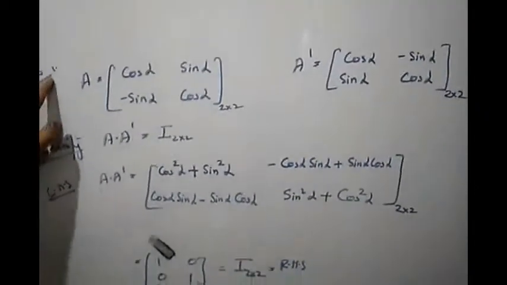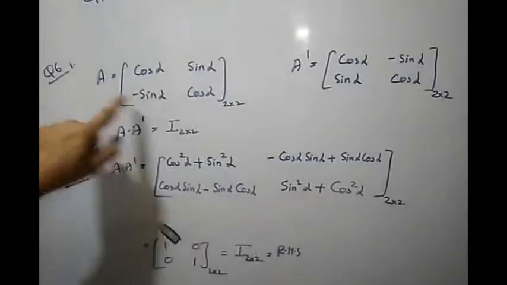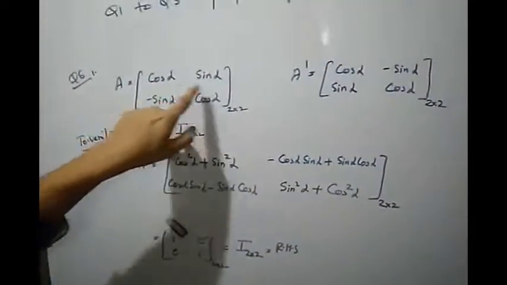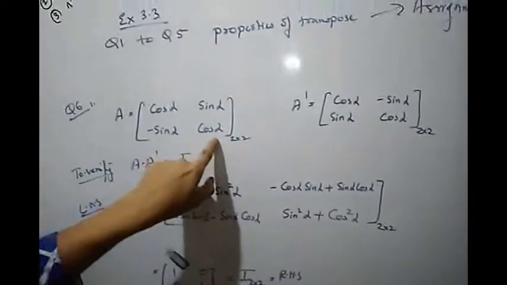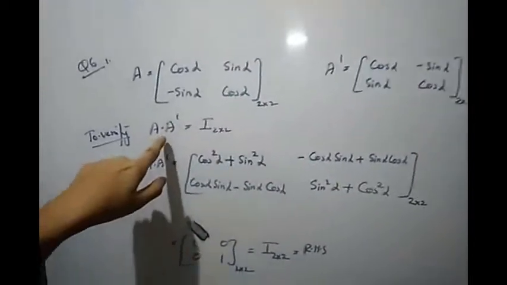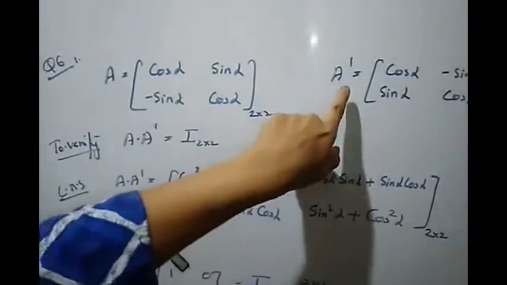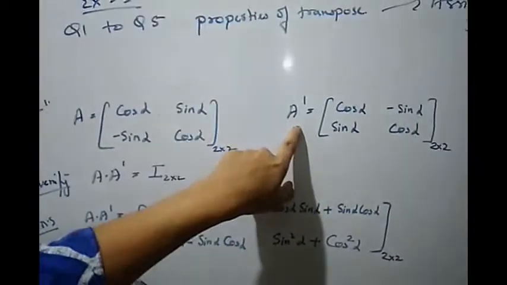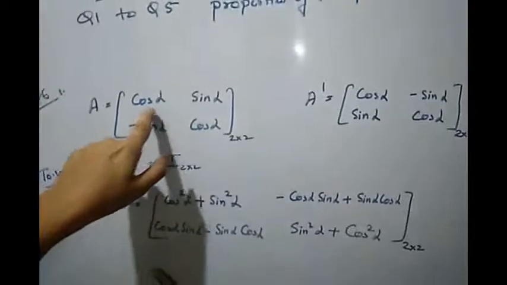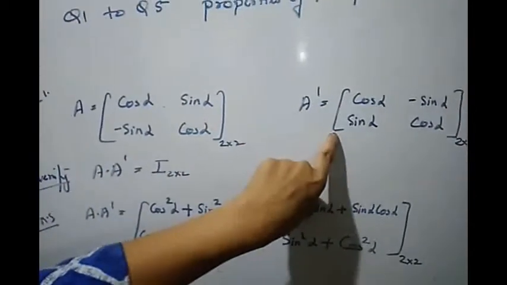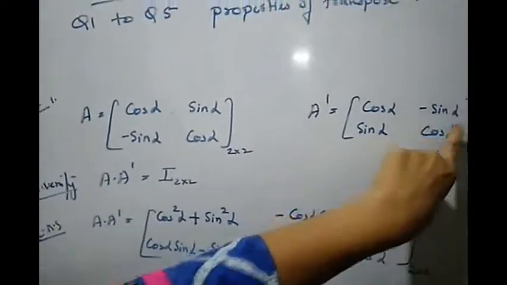Now over to question number 6. Question number 6 is the first part. A is a matrix of order 2 by 2: cos alpha, sin alpha, minus sin alpha, cos alpha. You have to verify A into A transpose is equal to the identity matrix of the same order. So for A transpose, interchanging the rows and columns, cos alpha, sin alpha will be written as the column, and minus sin alpha, cos alpha will be the other column.